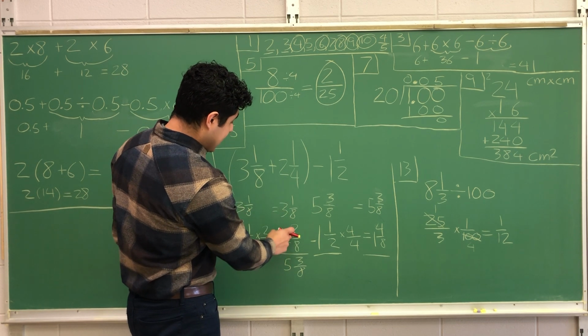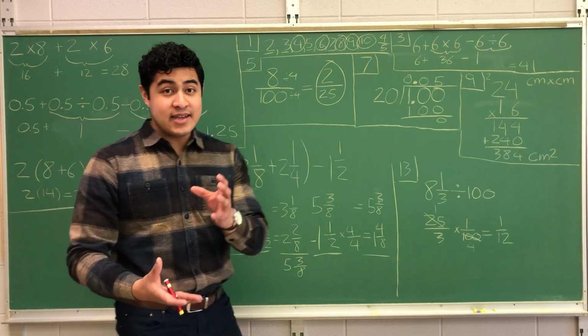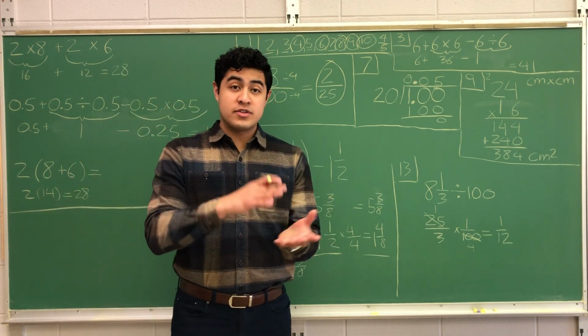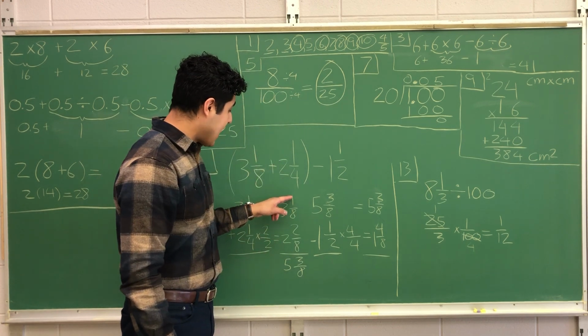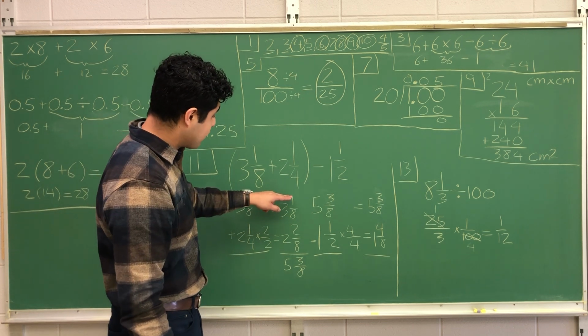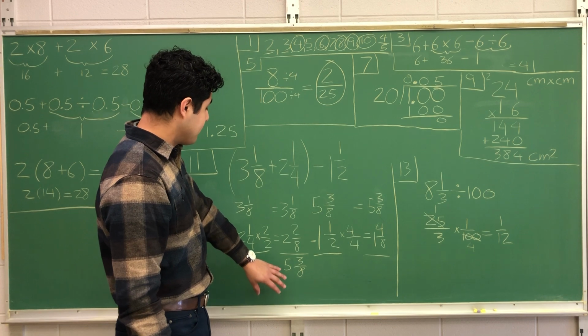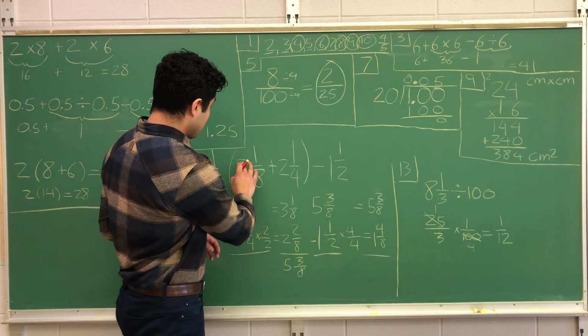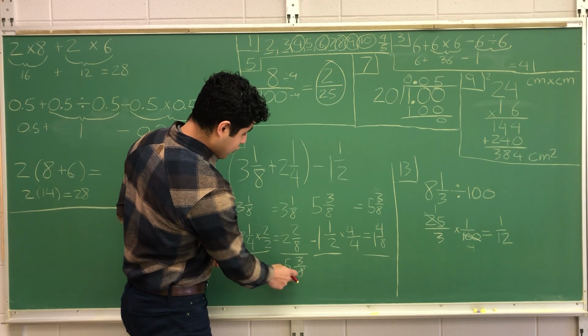Now 3 and 1/8 and 2 and 2/8 can be added together. Remember, when adding or subtracting fractions, once they have the common denominator, we only add or subtract the numerators, okay? In this case, we're adding, so 1 plus 2 is 3/8, and then 3 plus 2 is 5. So now we've got this portion. 3 and 1/8 plus 2 and 1/4 equals 5 and 3/8.